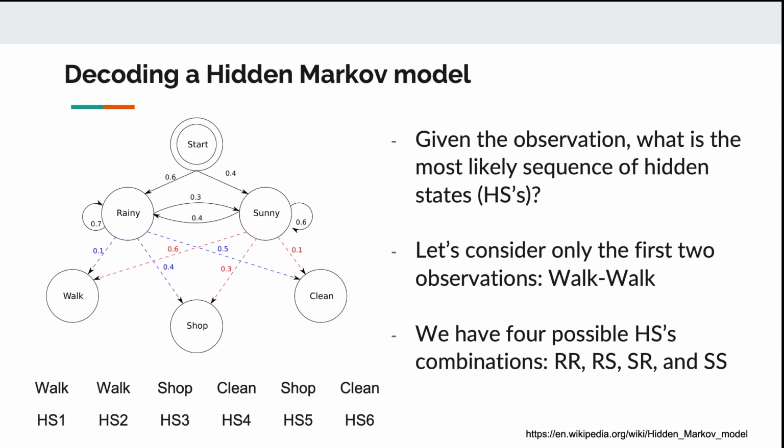We have 4 possible combinations of the hidden state. Right? Whether it's raining on both days, raining on the first day and then sunny on the second, sunny on the first day and rainy on the second, or sunny on both days.